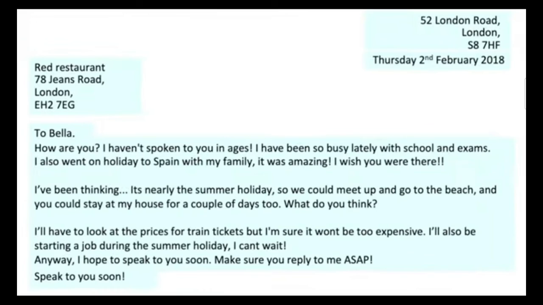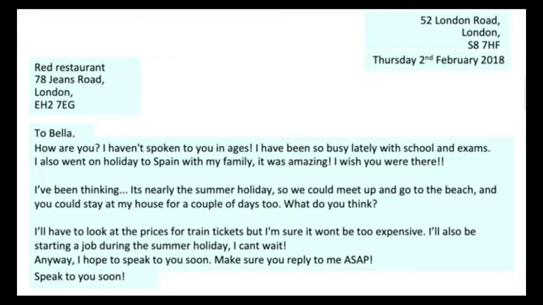So here is an example of an informal letter. As mentioned, in the right-hand corner is the sender's address, followed by the date. Then on the left is the recipient's address. To Bella, how are you? I haven't spoken to you in ages. I've been so busy lately with school and exams. I also went on holiday to Spain with my family. It was amazing. I wish you were there.